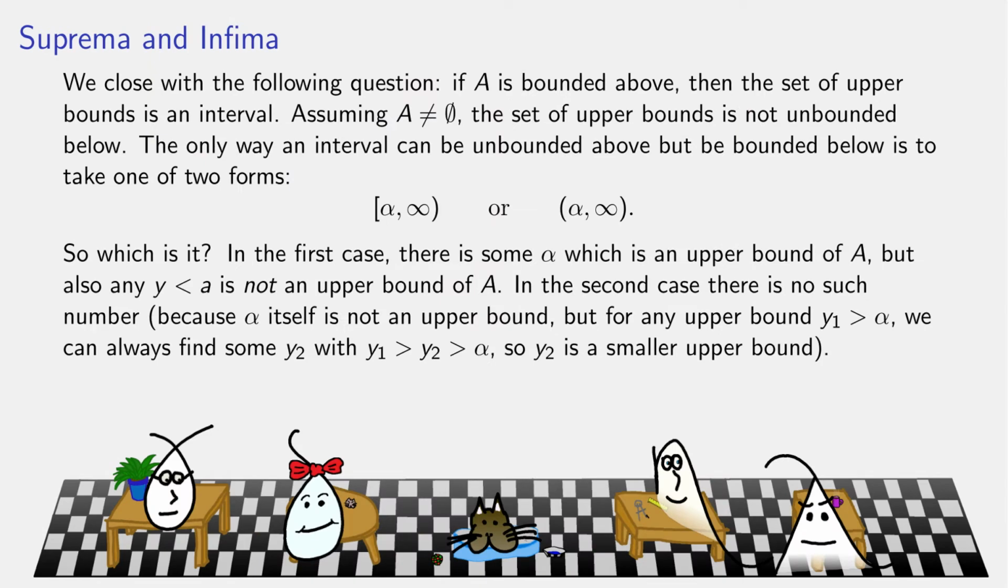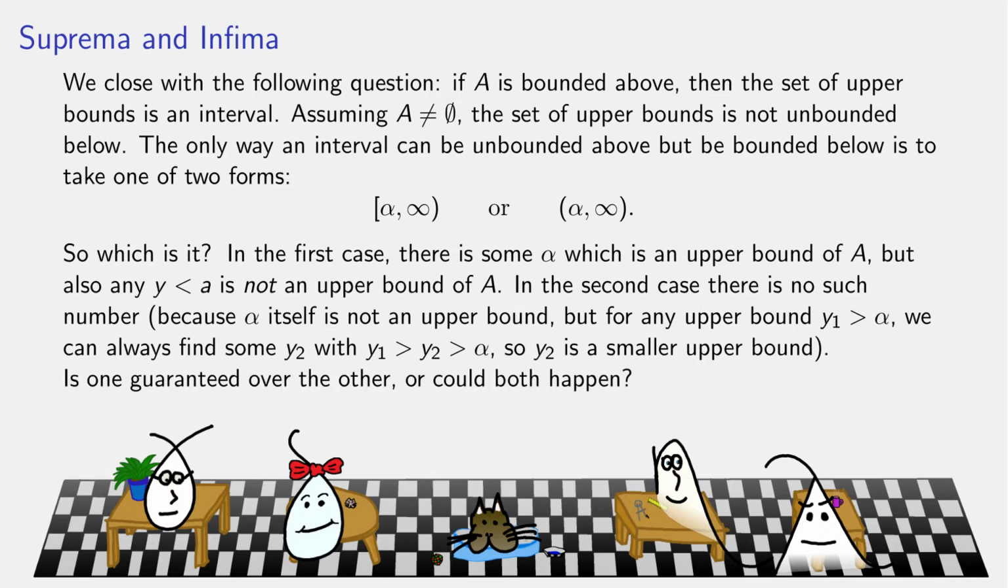So in the first case, there would be an alpha, which is an upper bound. Okay, I'm including it in the set of upper bounds, but anything less than it is not an upper bound. In other words, there is a number which is the smallest upper bound, and it is an upper bound. In the second example, there is no such thing as the smallest upper bound, because alpha itself is not an upper bound. But anything bigger than alpha is. Okay, so there would be no smallest number bigger than alpha. So there's no such thing as the smallest upper bound in that case.